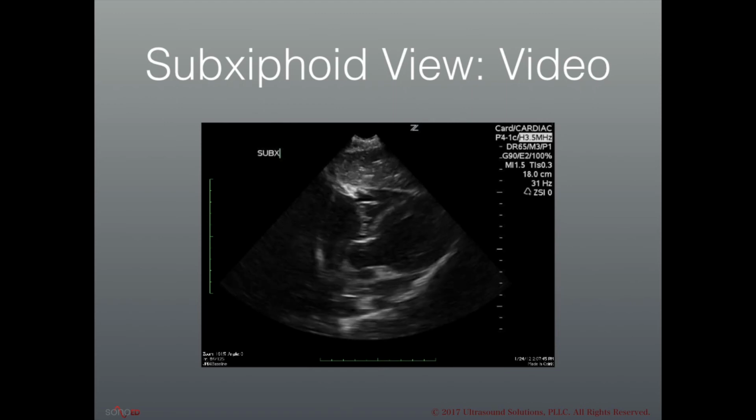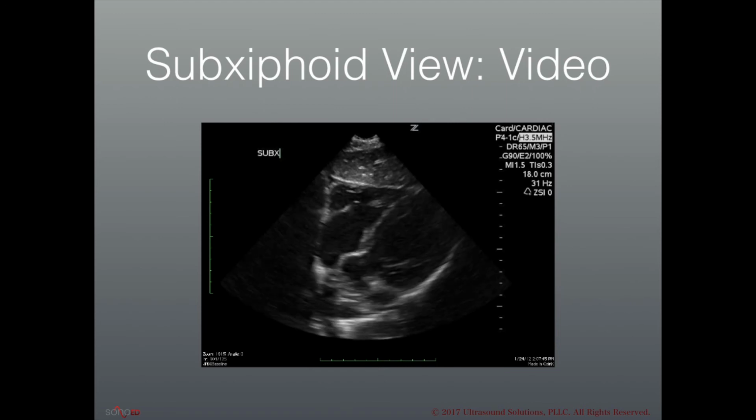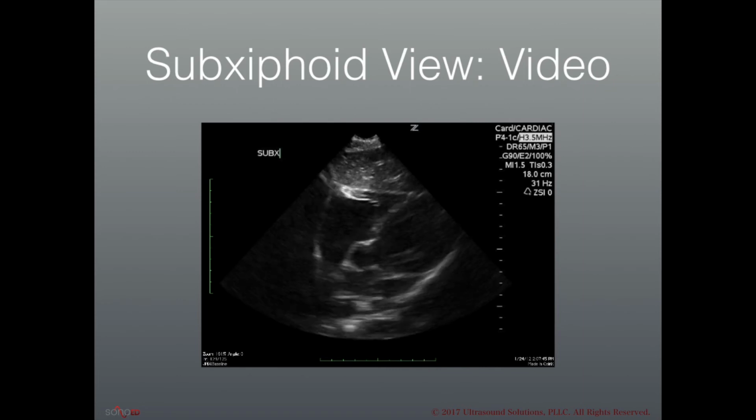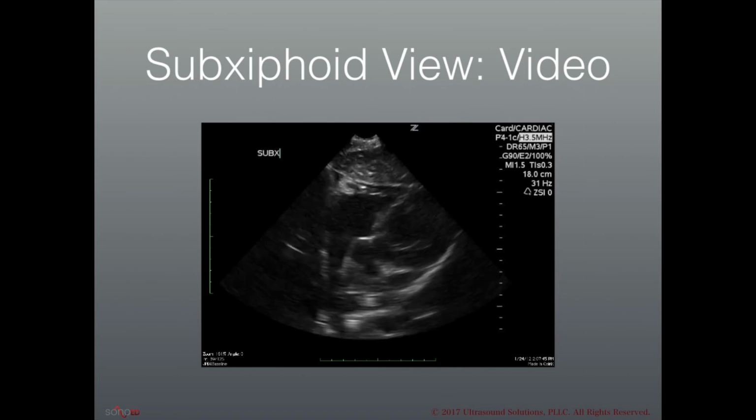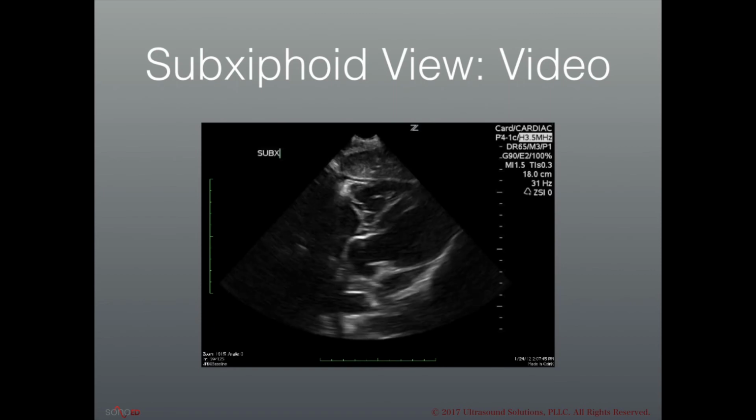You'll also see that in the pericardium there is a trace amount of pericardial fluid right at the tip of the liver adjacent to the right ventricle. This is likely a normal physiologic finding.